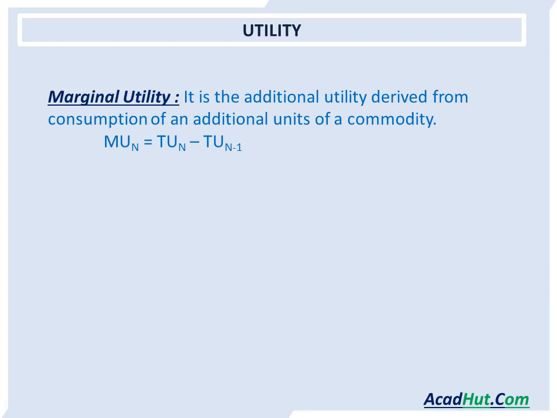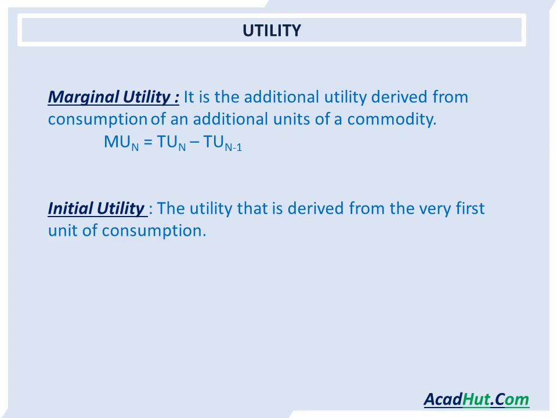Next comes marginal utility. Marginal utility is the additional utility derived from the consumption of an additional unit of a commodity. For example, if you're consuming one more unit of a commodity, then the additional utility derived from that particular unit is known as MU. MU of n is equal to TU of n minus TU of n minus 1, where n stands for the number of the unit consumed.